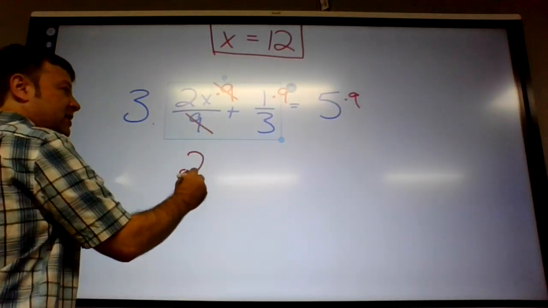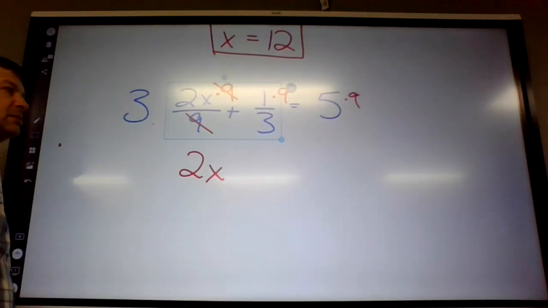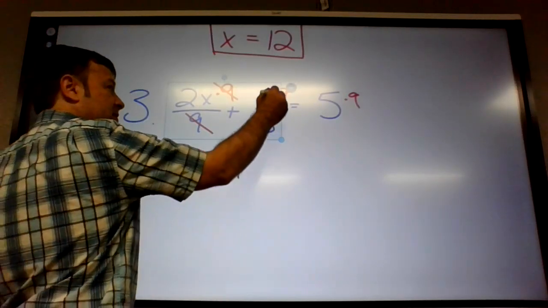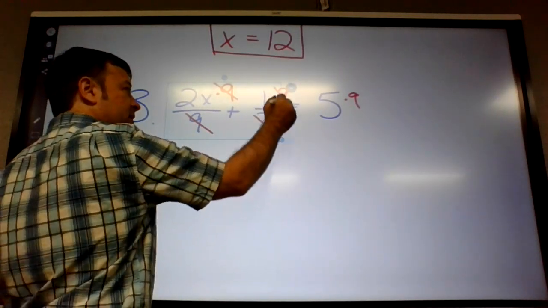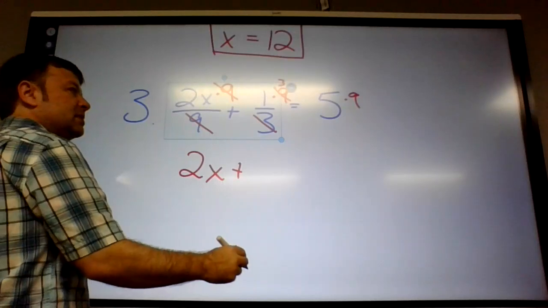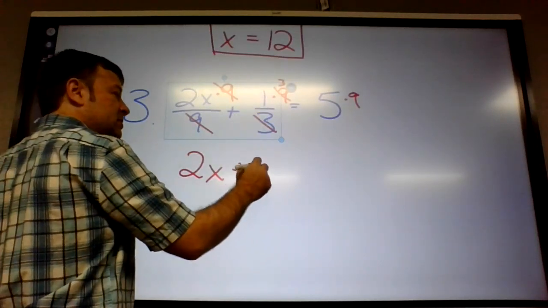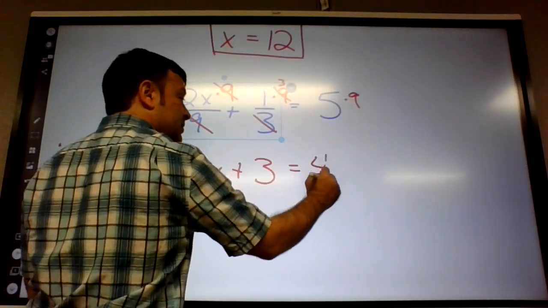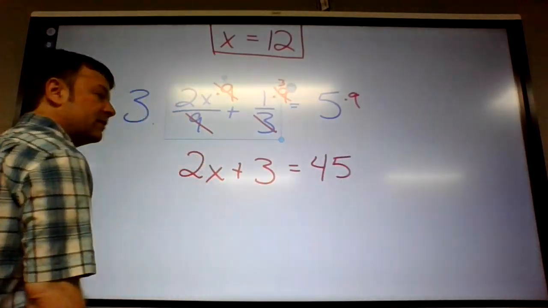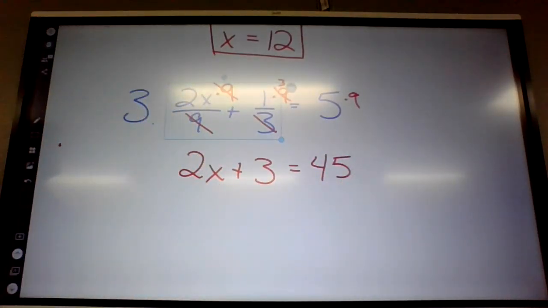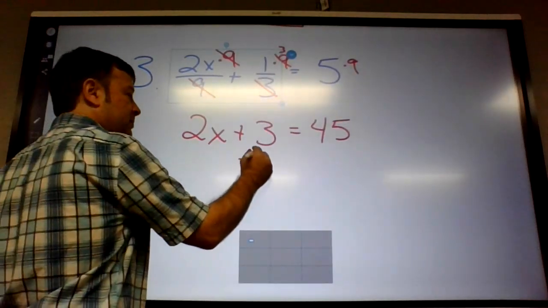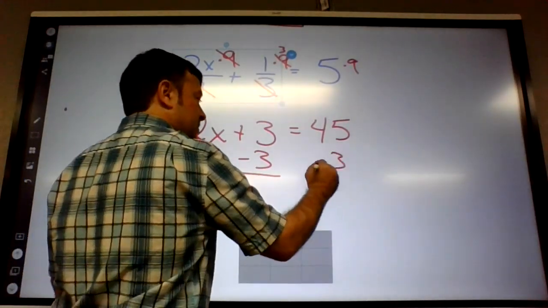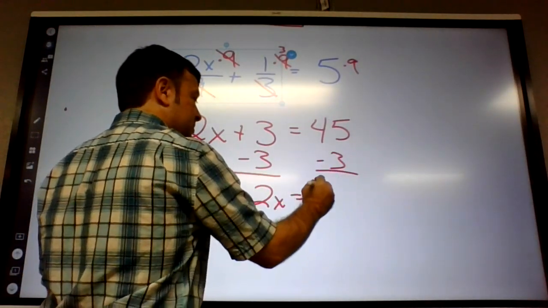So the 9's just cancel out. Then on this one, 9 divided by 3 is 3. 3 times 1 is 3. And 5 times 9 is 45. Yep, now we're down to a basic. 2x is 42.